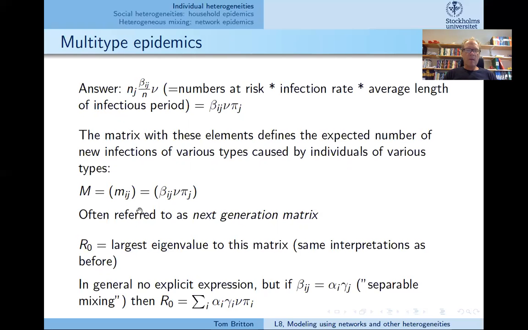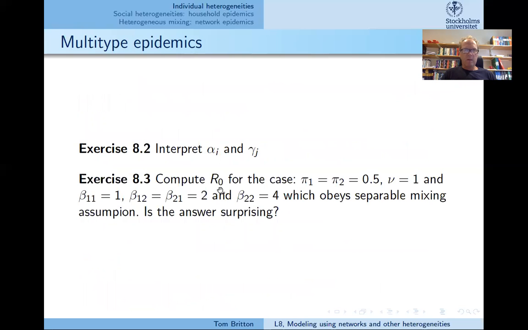However, if the parameter beta ij is such that it splits up into one factor depending on the type of the infected person and another factor depending on the type of the susceptible individual, then you get an explicit expression for R0 looking like this. This assumption is called separable mixing, and it is, I guess, not the case in most situations, but perhaps in some situations this is possible. And in this exercise, you're supposed to interpret the two factors and compute R0 for a specific situation obeying this assumption.